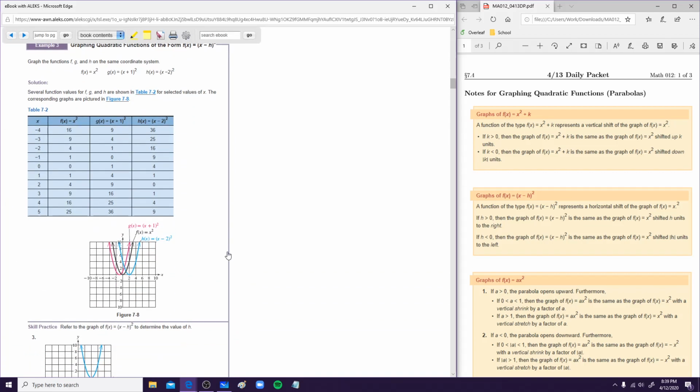So let's go to the horizontal. That's page 615. And then you can look at this table and it talks about the horizontal shift. At x plus 1, h is equal to -1 because it's x minus -1. So therefore h is -1.